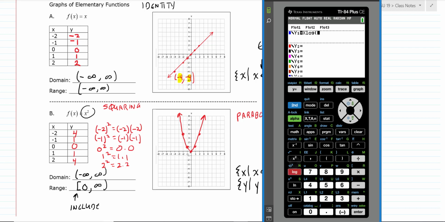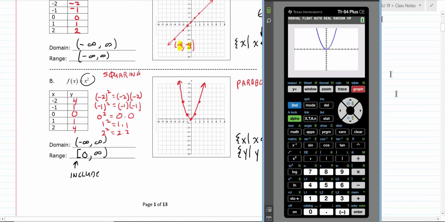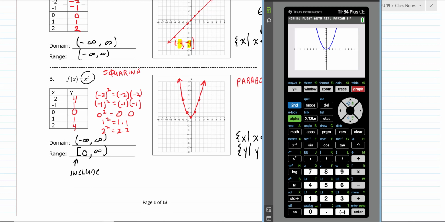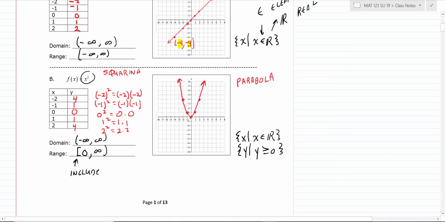Okay, so you put that in like that. Oh, what's wrong with me? There we go. Okay, and that gives you that same graph, right? But you want to understand the mathematics behind that and the arithmetic that you're doing.